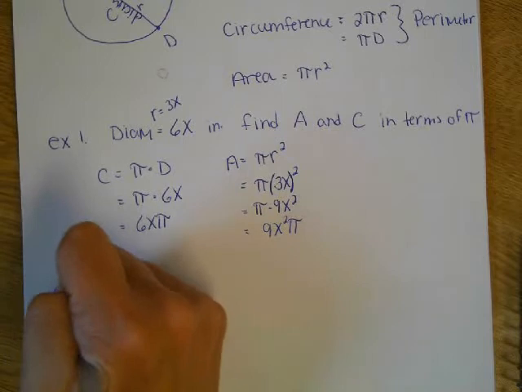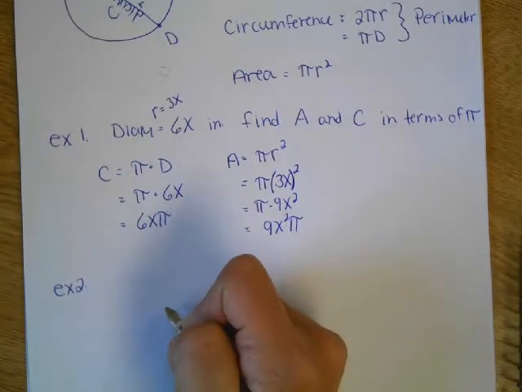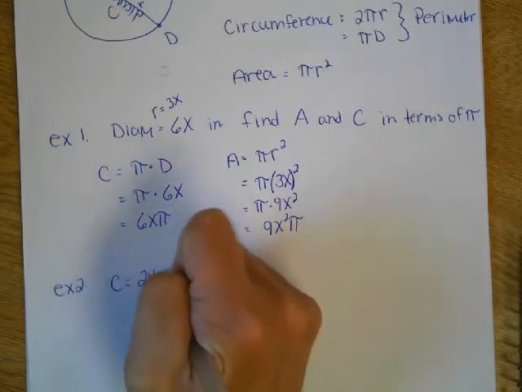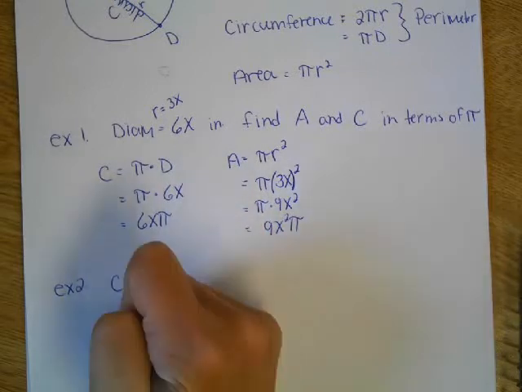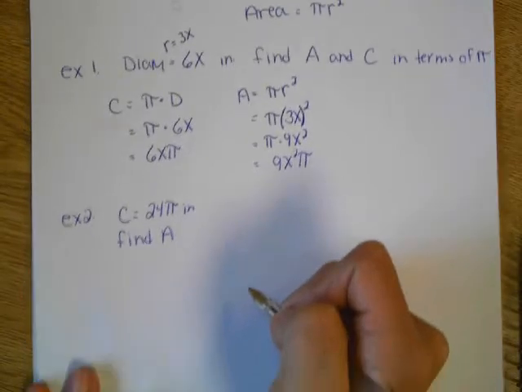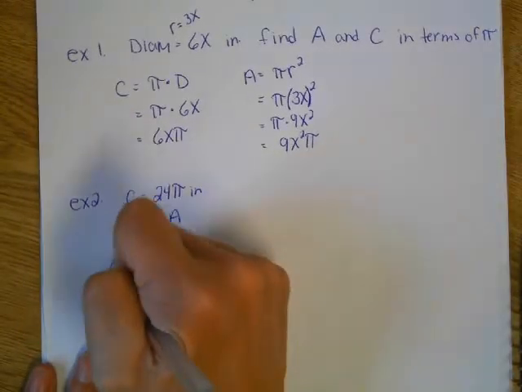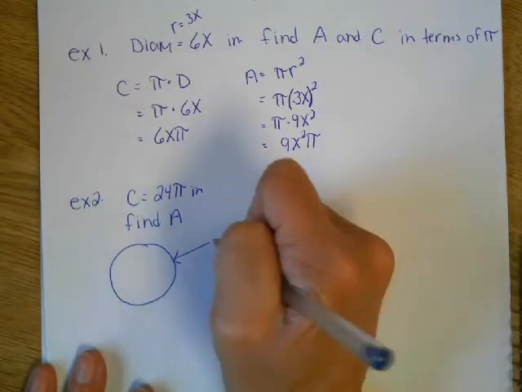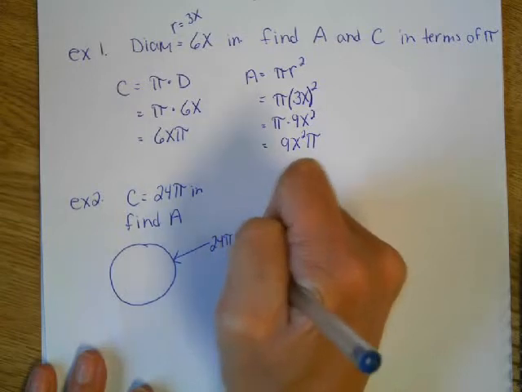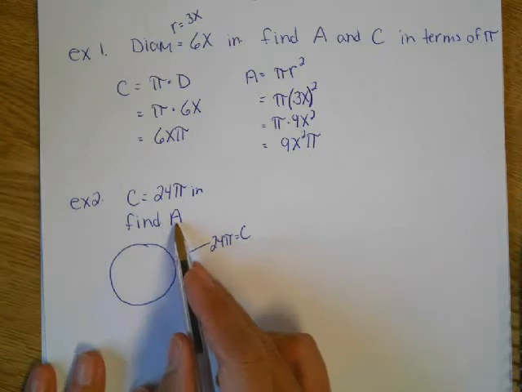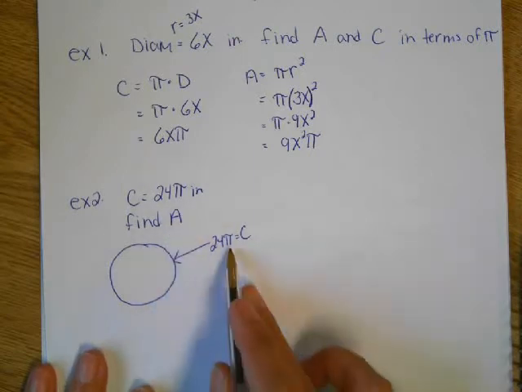Number 2. If I give you the circumference is 24 pi inches around, can you find the area? So, here's what I've got. I've got a circle, and I know the distance around this thing is 24 pi. Our goal is to find area. Well, in order for us to get the area, I have to know one thing, the radius. But I've got to start here and work backwards.